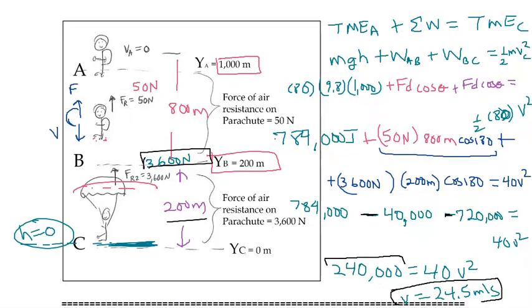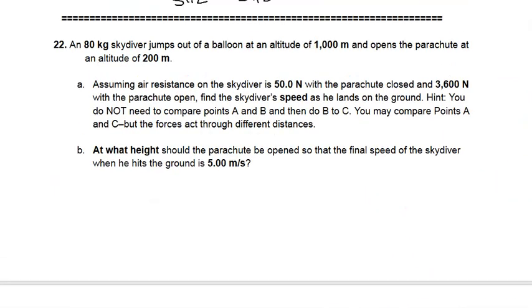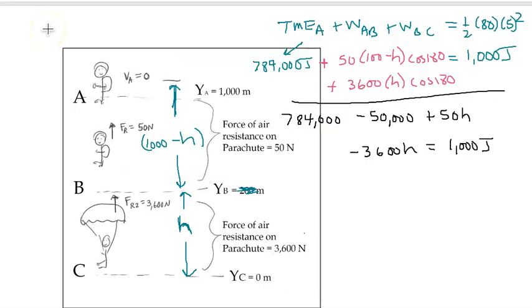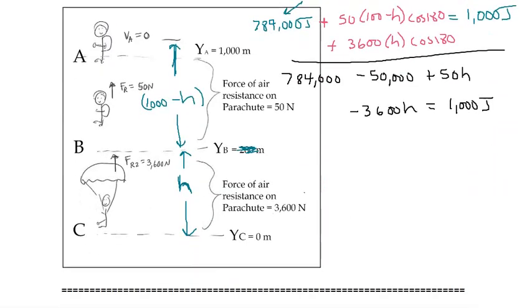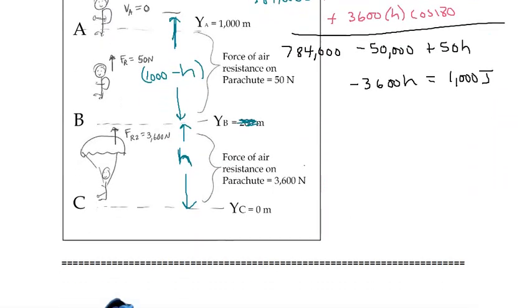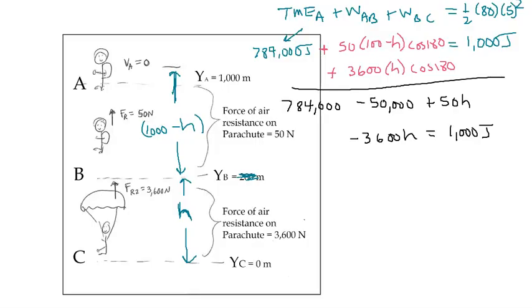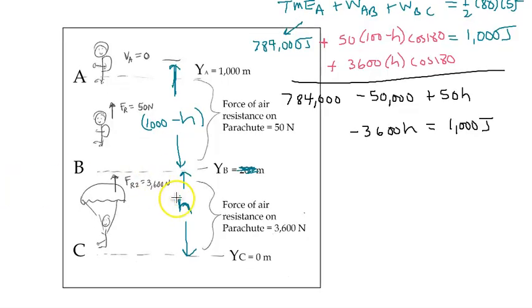Okay, so remember some of the numbers you have, hopefully you're taking good notes. And we're going to do B, but some of the things are going to be really, really similar for B. Okay, so there's a little bit of algebra here. So what is tricky is the way the question was worded was that at what height should the parachute be opened? So what they're looking for is H.